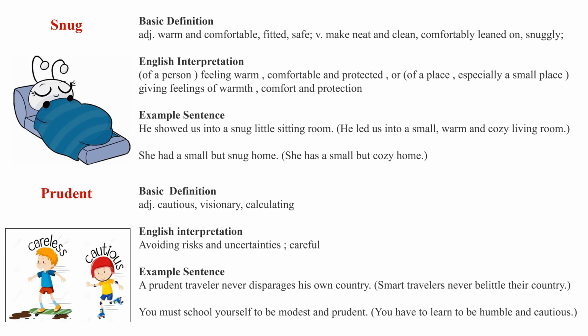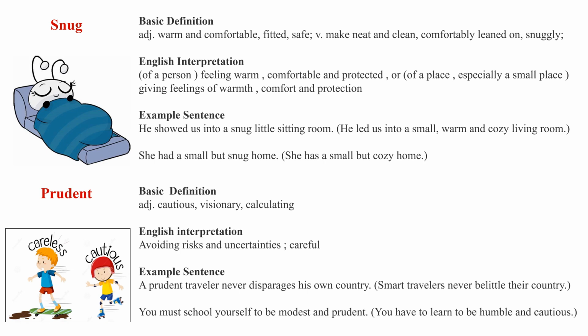The next word is prudent. Prudent is also an adjective. It means to be cautious, visionary, and calculating. The opposite of cautious is careless. Cautious means to be careful, and the opposite is careless. The English interpretation is avoiding risks and uncertainties, or to be more and more careful. That is the simplest way of giving the meaning of prudent.